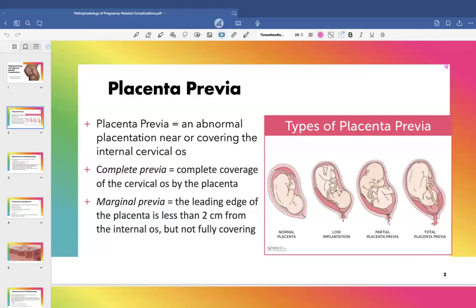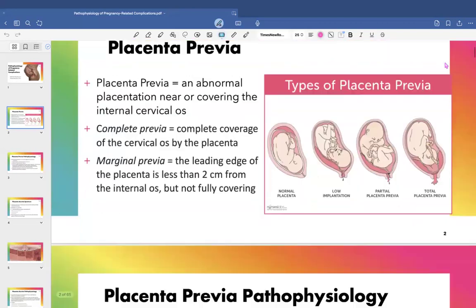So complete previa is complete covering. A marginal previa is where the leading edge is less than 2 centimeters from the os, but not fully covering. And what happens is there are a lot of things that can lead to the fertilized egg, the morula at that point, implanting at a lower segment.